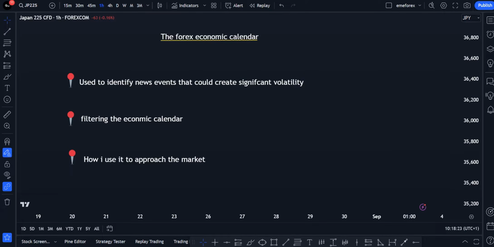In today's video, we're going to be talking about the Forex economic calendar. This is going to be a detailed step-by-step guide. Regardless of if you're a beginner or a professional trader, you're going to be taking useful insight on how the Forex economic calendar is going to be resourceful to us as traders.